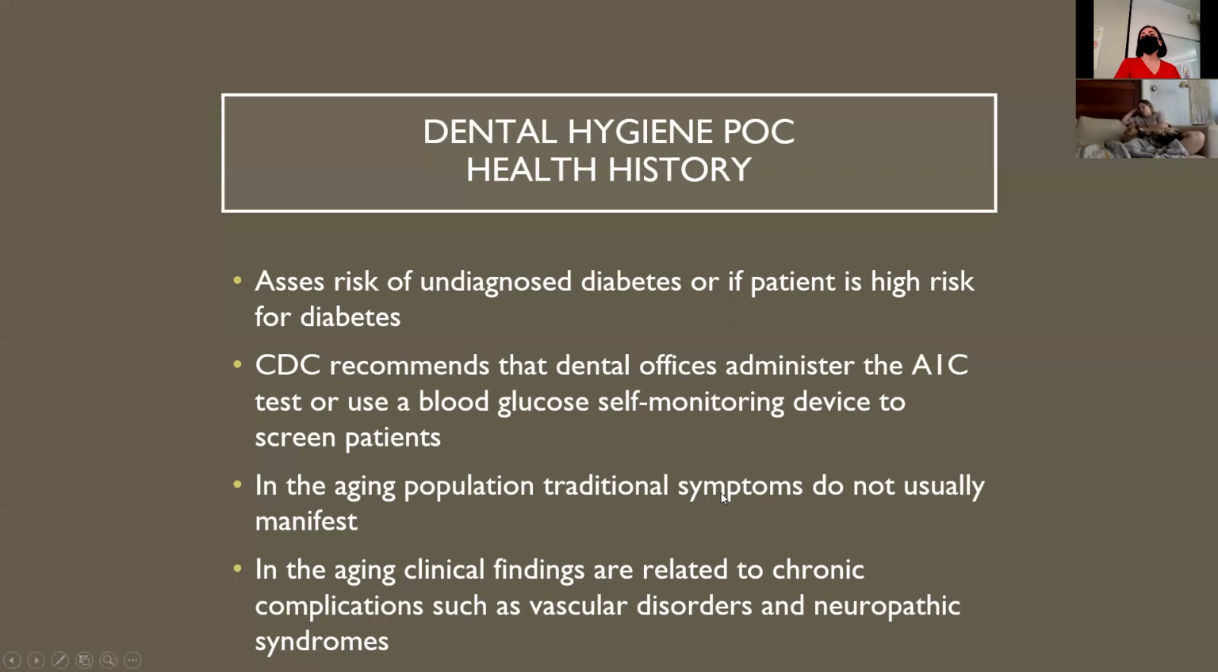In the aging population, traditional symptoms do not usually manifest, so it's a little more under the radar, and they are also at higher risk. In the aging, clinical findings are related to chronic complications such as vascular disorders and neuropathic syndrome. So it shows up a little differently. We might not see the same kinds of things in a patient who's 75 and just acquired diabetes as opposed to a 50-year-old or 45-year-old.